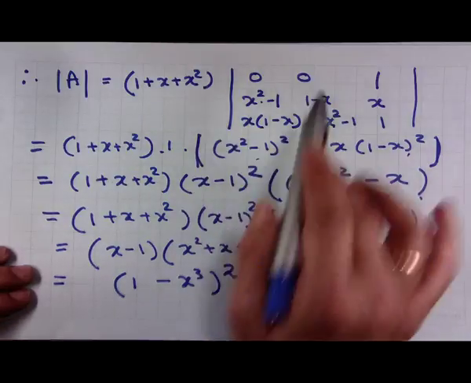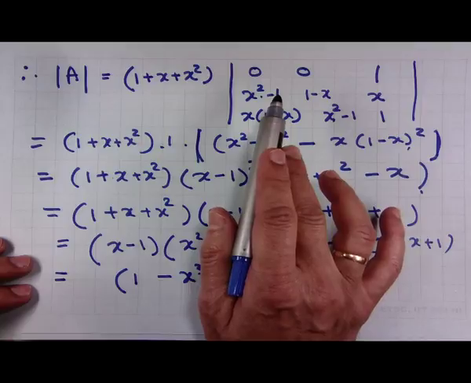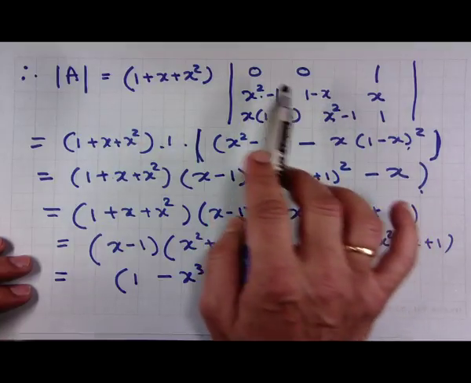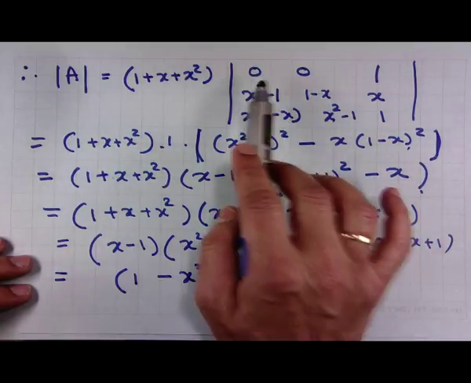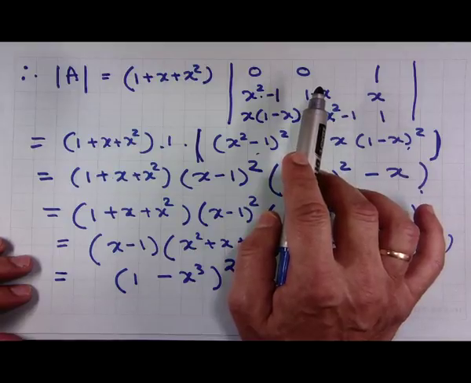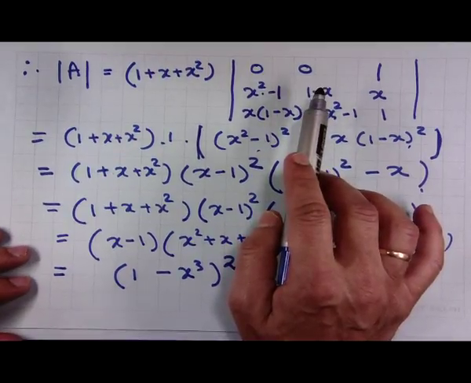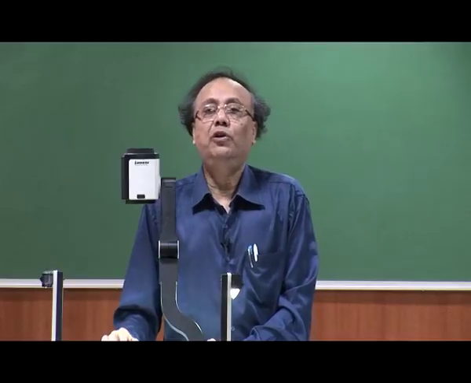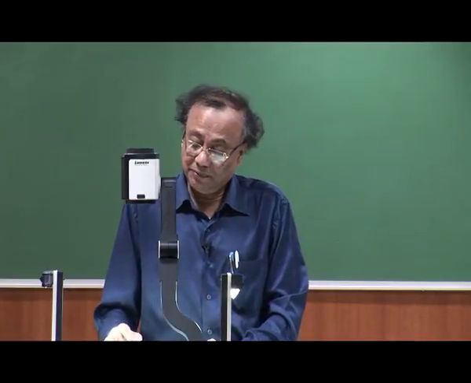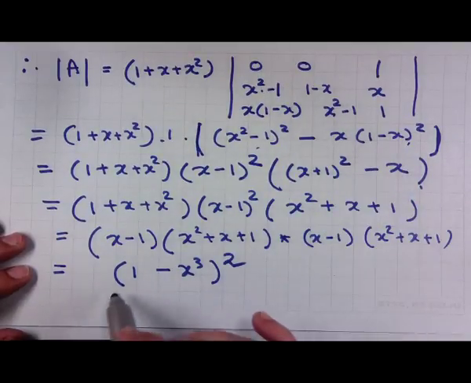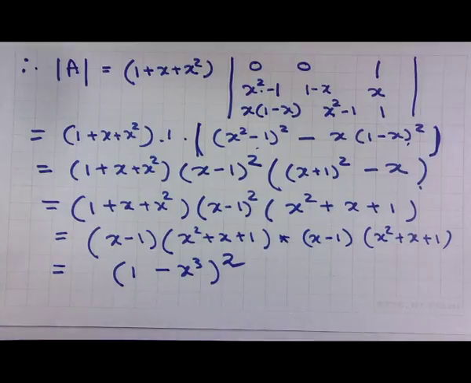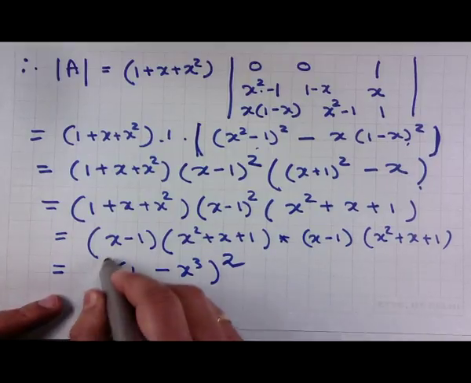So, by doing elementary row operations or column operations, where we replace one column by the difference between two columns or one row by the sum or difference of two rows, we simplified the whole thing to get the answer to be 1 minus x cube whole square.